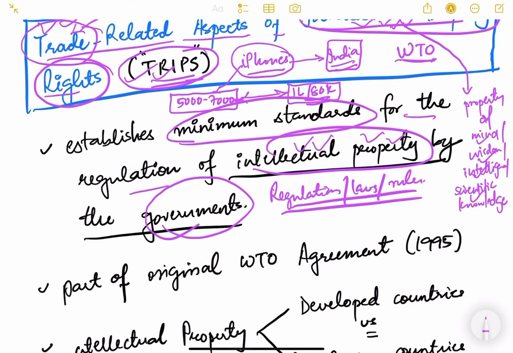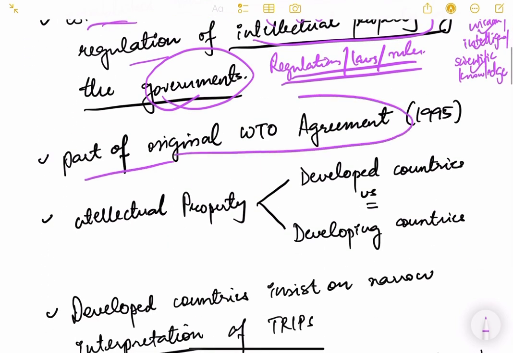So what is the meaning of intellectual property, what is the interpretation of intellectual property, what should be included in that, how much level of protection should be provided, so that differs from one country to another. So this TRIPS agreement basically establishes a minimum standard of protection of intellectual property. That is what is said in the TRIPS, and it was part of the original WTO agreement of 1995, so it is there since 1995.